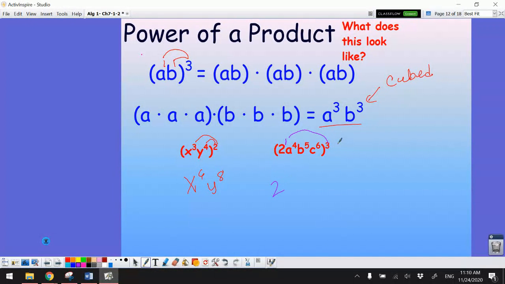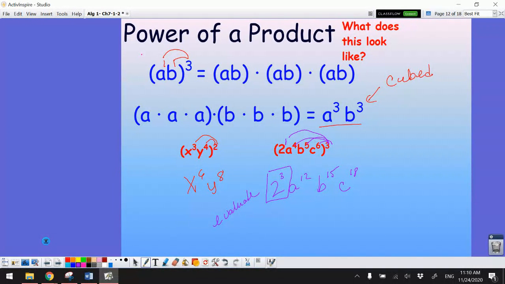So 2, 1 times 3 is 3. Then I'm going to do my a. 4 times 3 is 12. The b, 5 times 3 is 15. And the c, 6 times 3 is 18. Now, this is going to give me a number that I can actually evaluate.